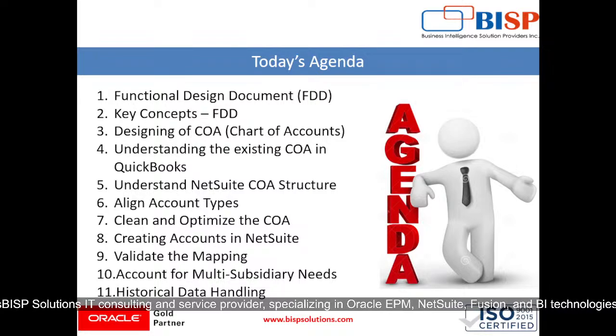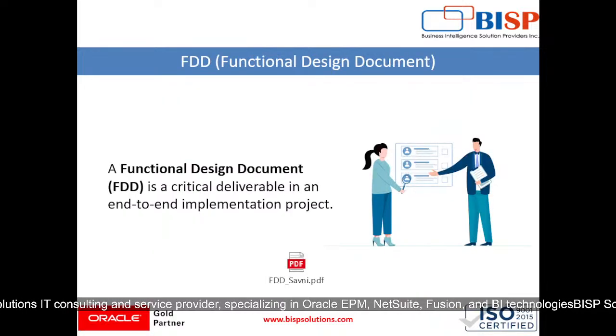Cleaning and optimizing the CoA, which means massaging and preparing the full data as per NetSuite. Then creating accounts in NetSuite, how we can create accounts in NetSuite. Then validating the mapping document and whether the mapping is done correctly or not. Then accounting for multi-subsidiary needs, and then historical data handling. So starting with our FDD, which is the functional design document.